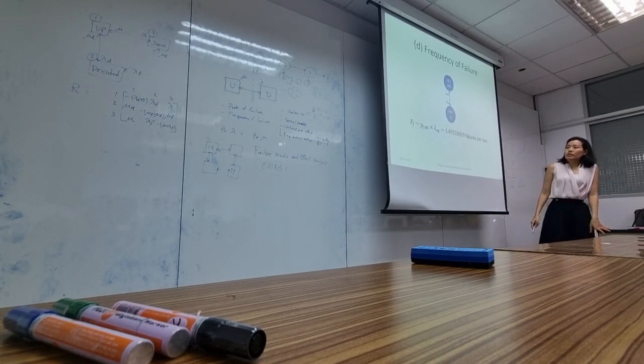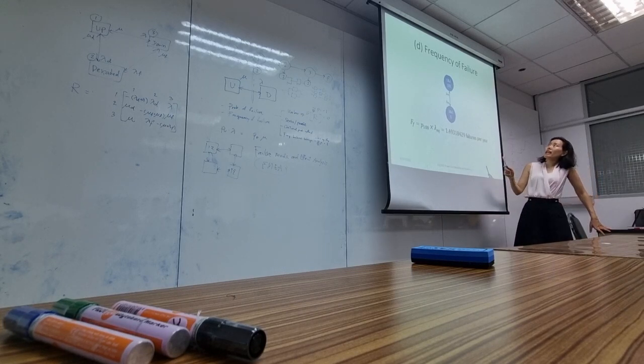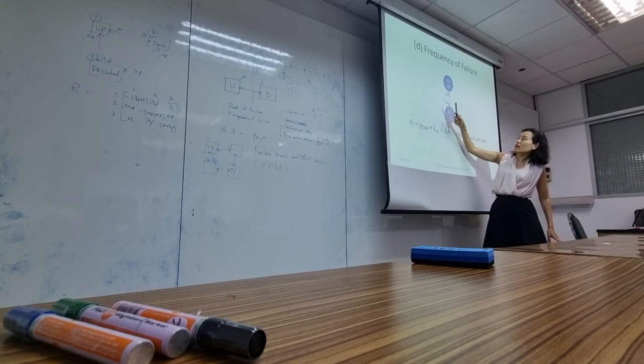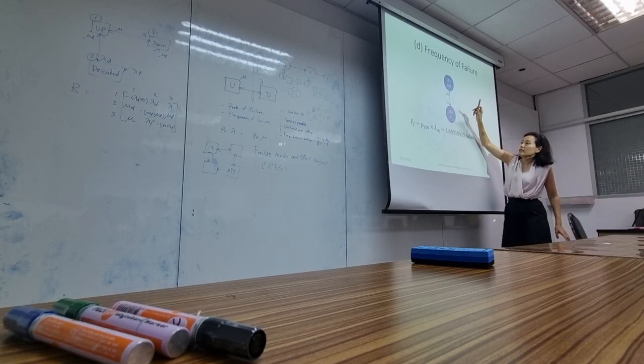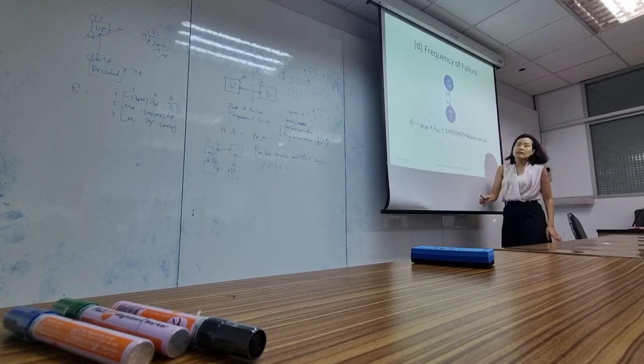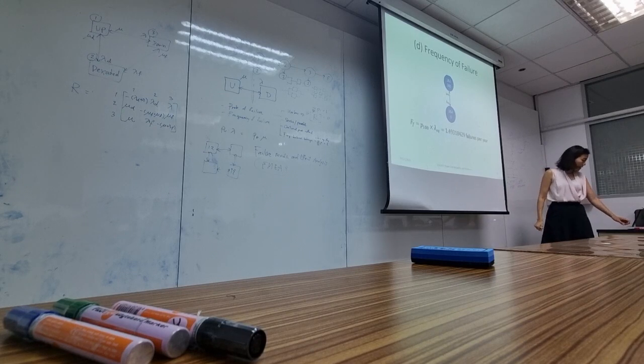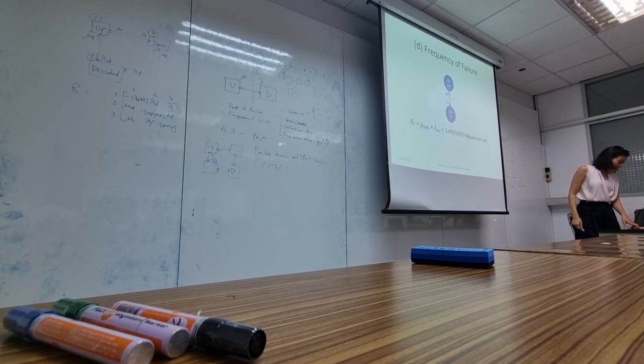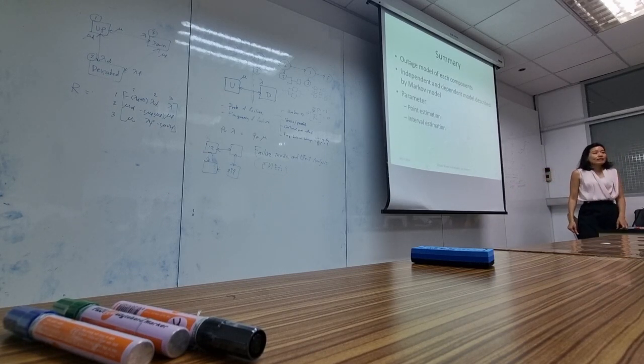The frequency of failure is the same as the frequency of success. Frequency of failure is this probability times this rate. Frequency of success is this probability times the repair rate, which will give you the same solution. Okay. So this is all of today's lecture.